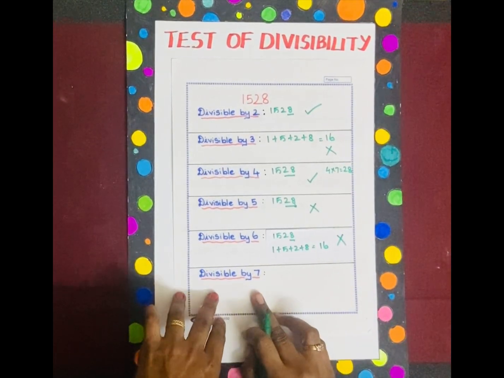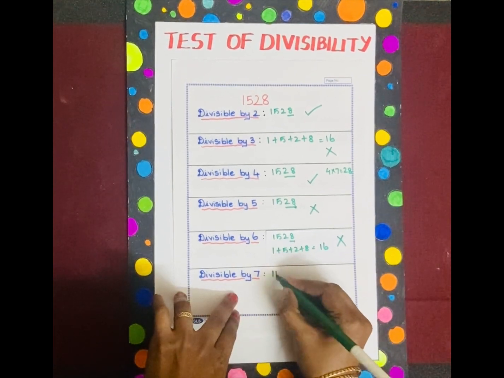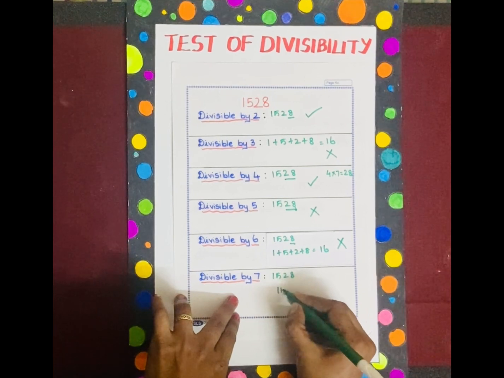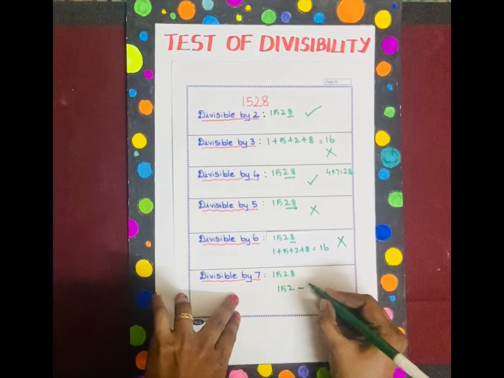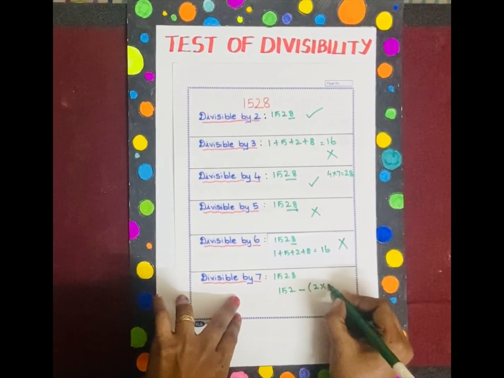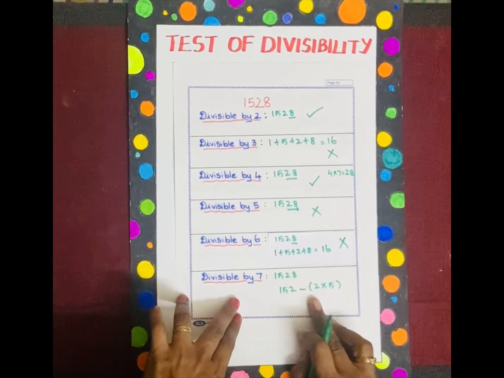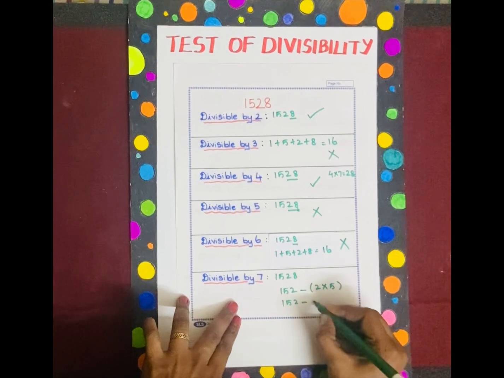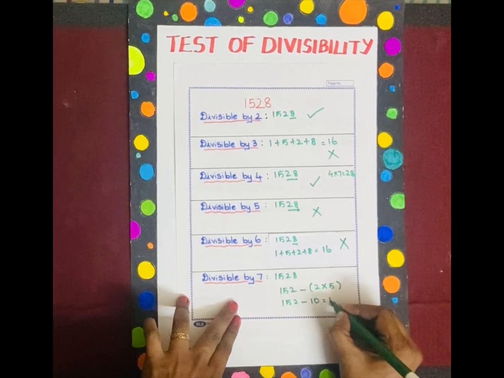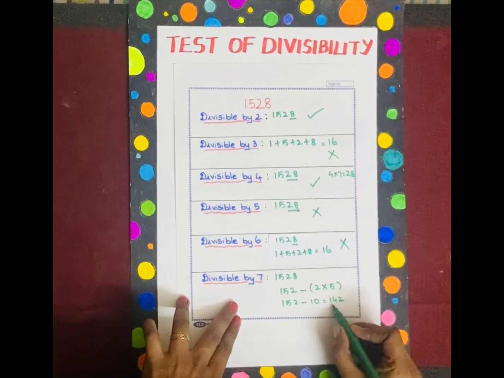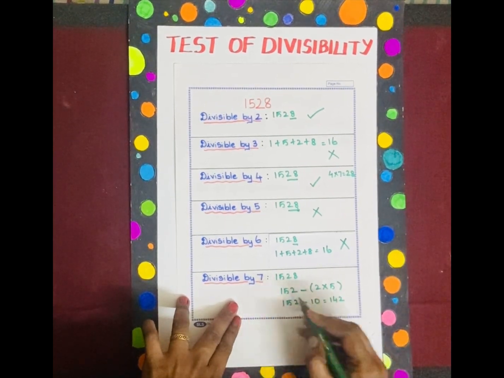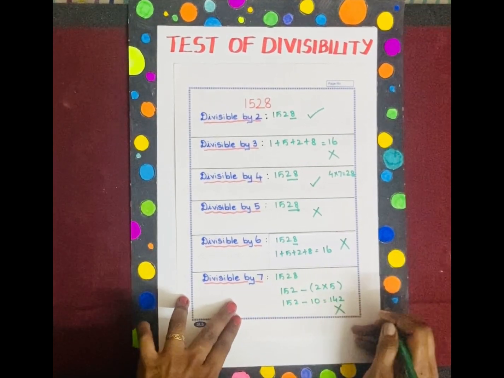Divisible by 7. What's the rule? First we have to write the number. 152, minus twice the last digit. You have to multiply. So 152 minus 16... 152 minus 10 is equal to 142. 142 is not a multiple of 7. So it is not divisible by 7.